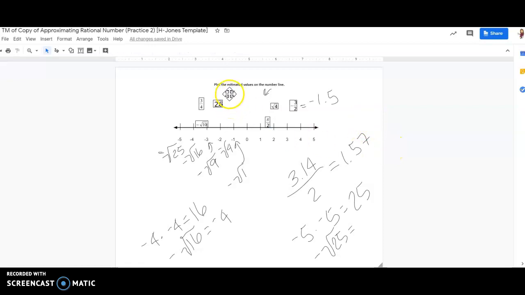Now let's think about the square root of 20. So what we know is that 4 is the square root of 16, and 5 is the square root of 25. And the square root of 20 is between the numbers 16 and 25. So the square root of 20 is going to be somewhere in between the numbers 4 and 5.